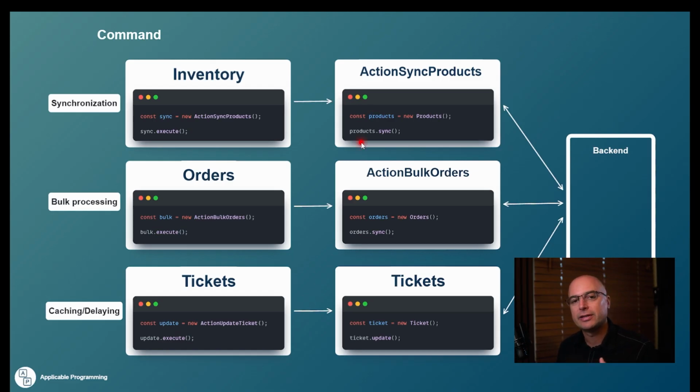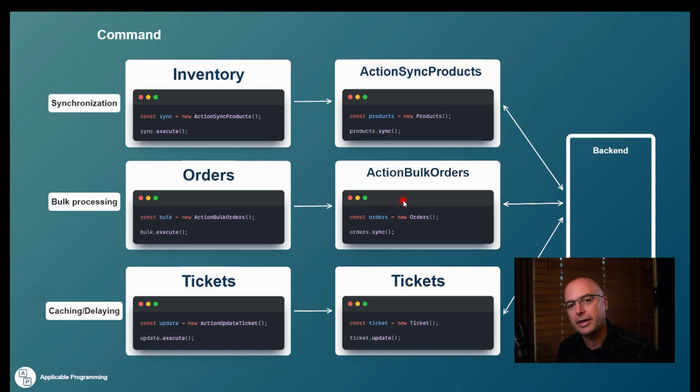And the action itself is something that we will manipulate. In the first case of inventory, we can just repeat the same action every 10 seconds or maybe 5 minutes, where we are just going to sync our products by just calling this action, right?